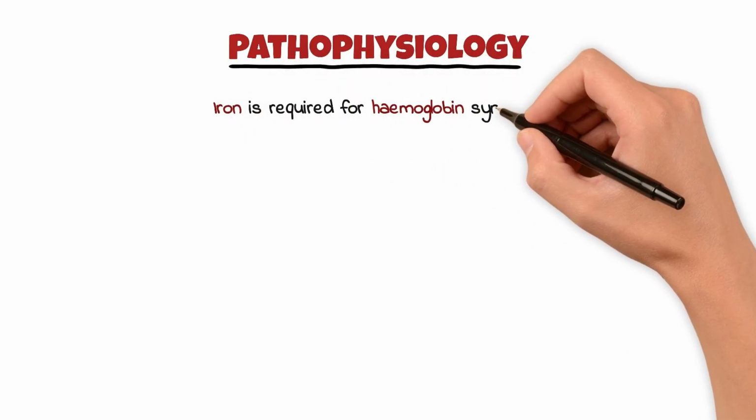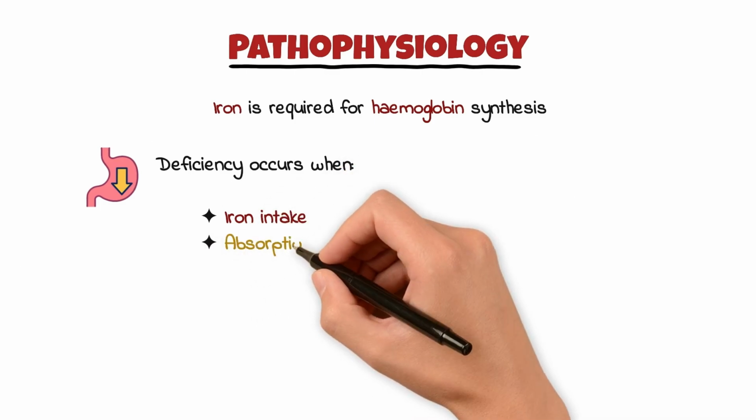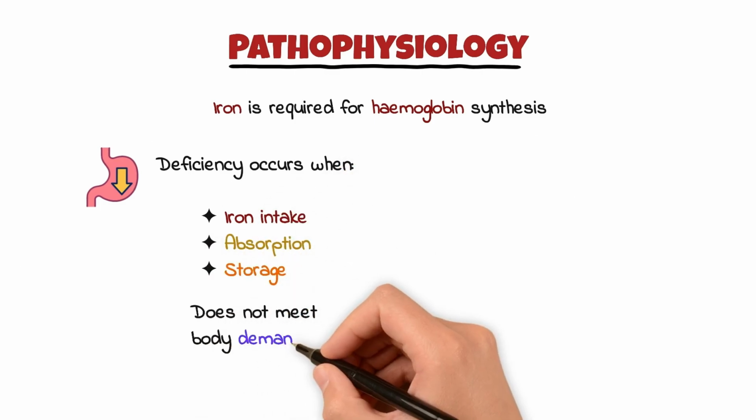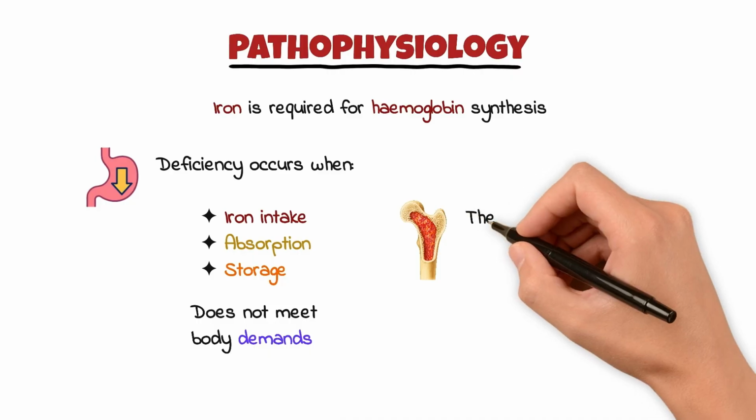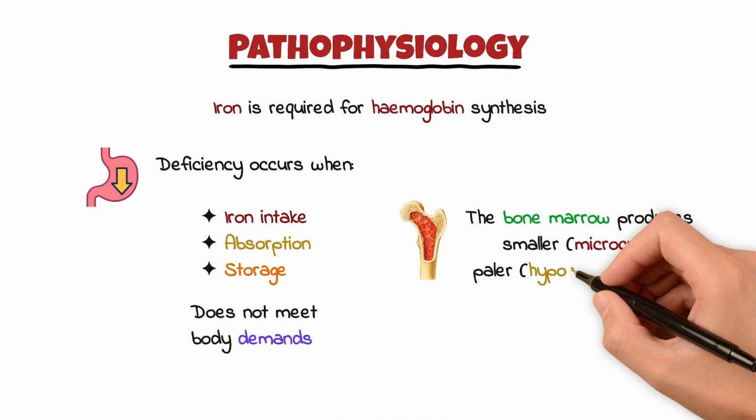Pathophysiology. Iron is required for hemoglobin synthesis. Deficiency occurs when iron intake, absorption, or storage does not meet the body's demands. The bone marrow produces smaller, microcytic, paler, hypochromic red blood cells.